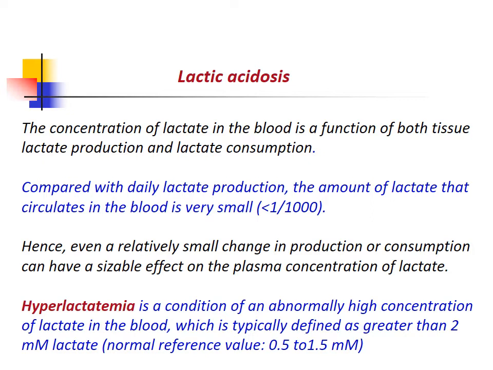Lactic acidosis. The concentration of lactate in the blood is a function of both tissue lactate production and lactate consumption. Compared with daily lactate production, the amount of lactate that circulates in the blood is very small. Hence, even a relatively small change in production or consumption can have a sizable effect on the plasma concentration of lactate. Hyperlactemia is a condition of an abnormally high concentration of lactate in the blood, which is typically defined as greater than 2 millimolar lactate. Normal reference range value is 0.5 to 1.5 millimolar.